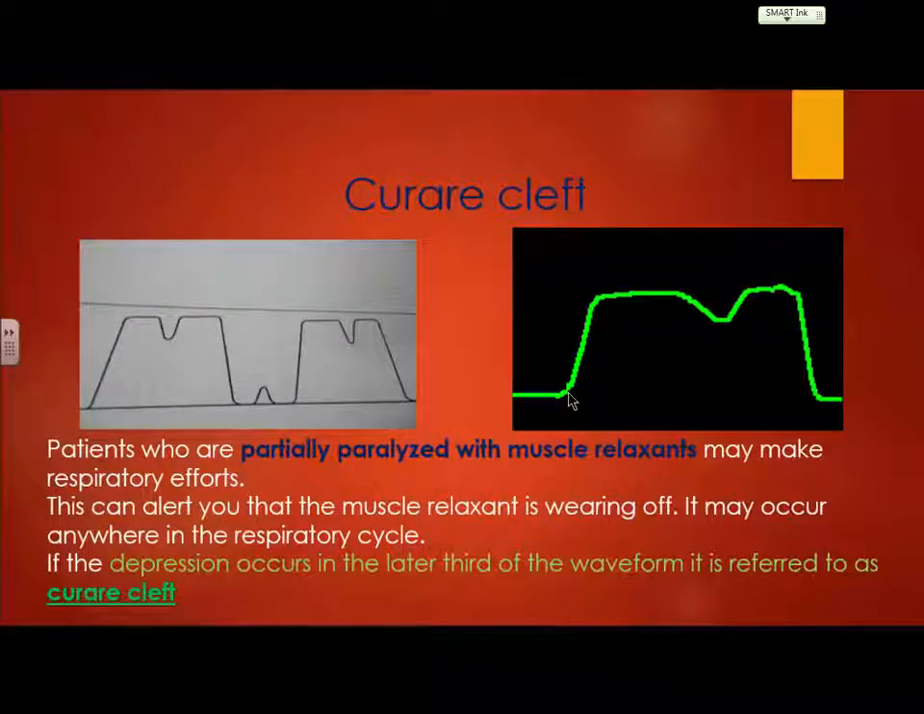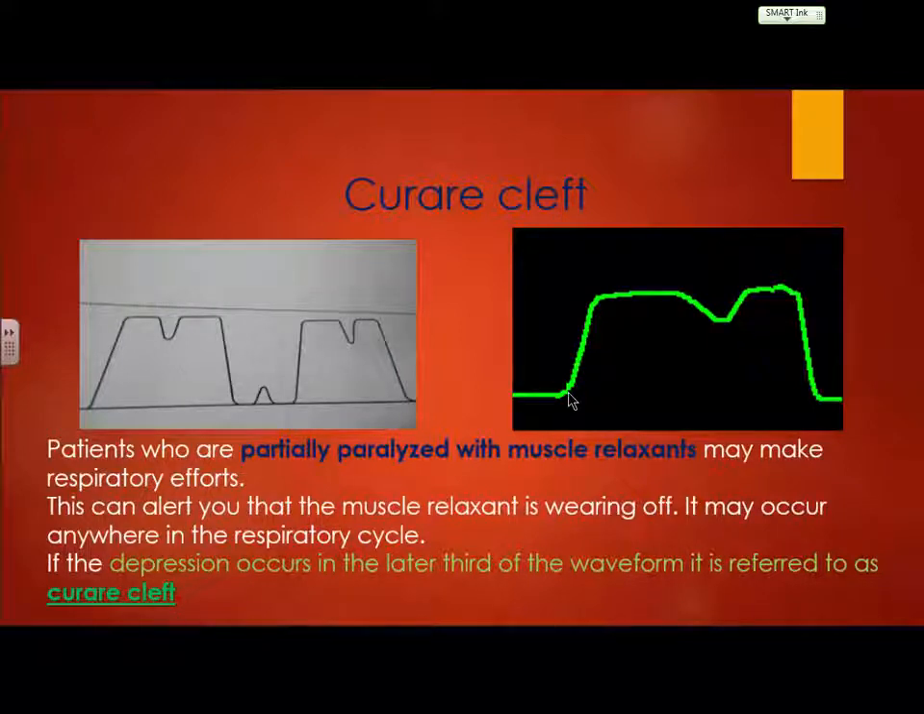All right, curare cleft. When they intubate down at Jack Houston, do they hook them up to CO2? They told me to monitor. Oh, good. Perfect. Perfect. Okay.